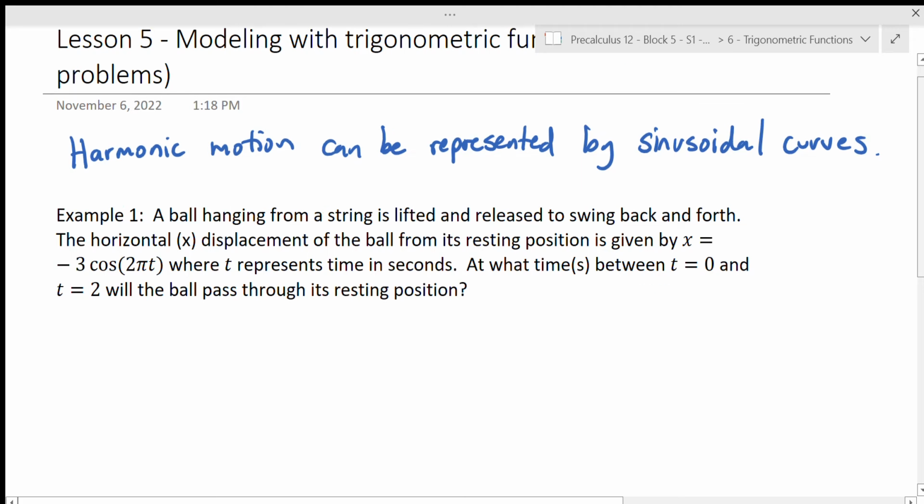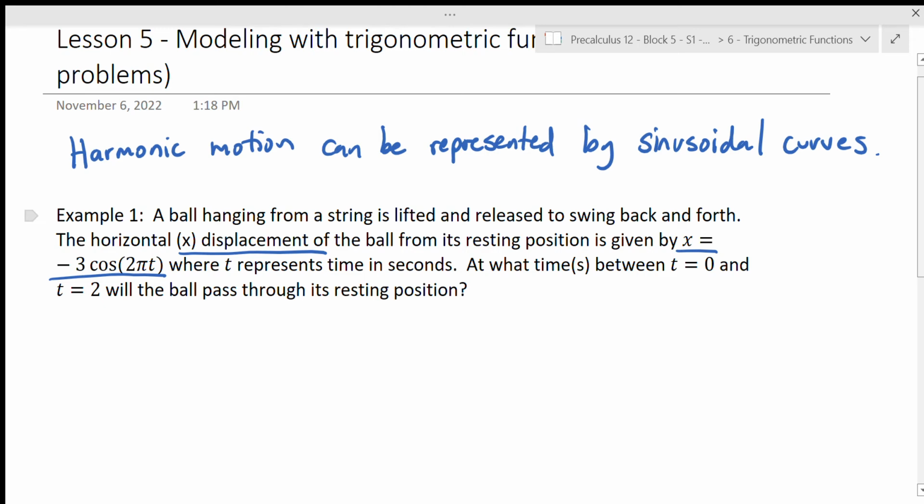Okay, so a ball hanging from a string is lifted and released to swing back and forth. The horizontal or x displacement of the ball from its resting position is given by the function x equals minus 3 cosine of 2 pi t, where t is the time in seconds. At what times, possibly more than one, between t equals 0, so 0 seconds, and t equals 2, will the ball pass through its resting position?